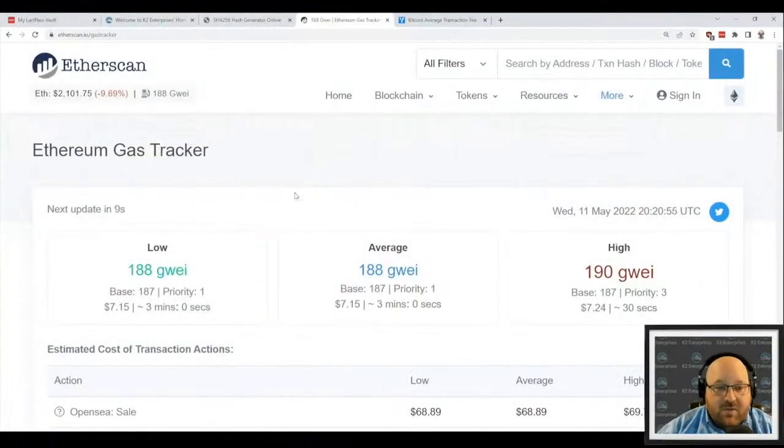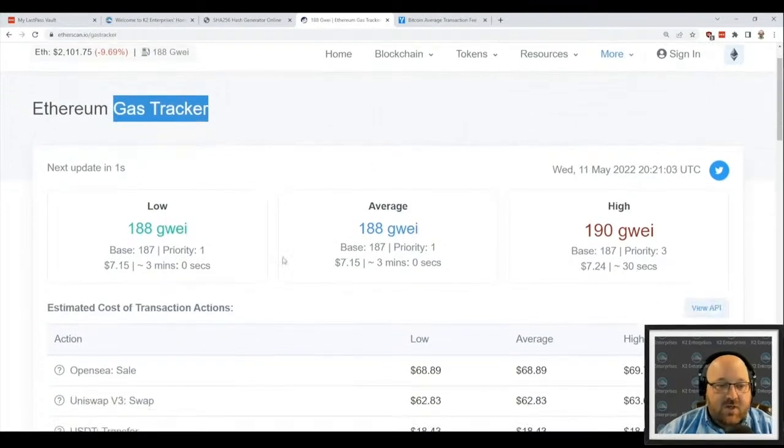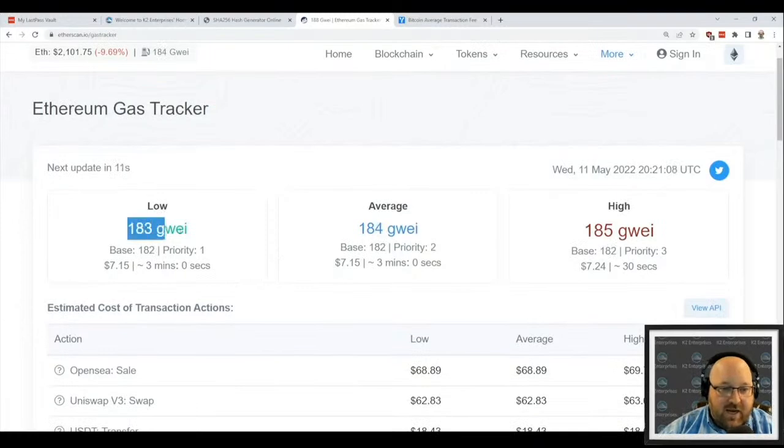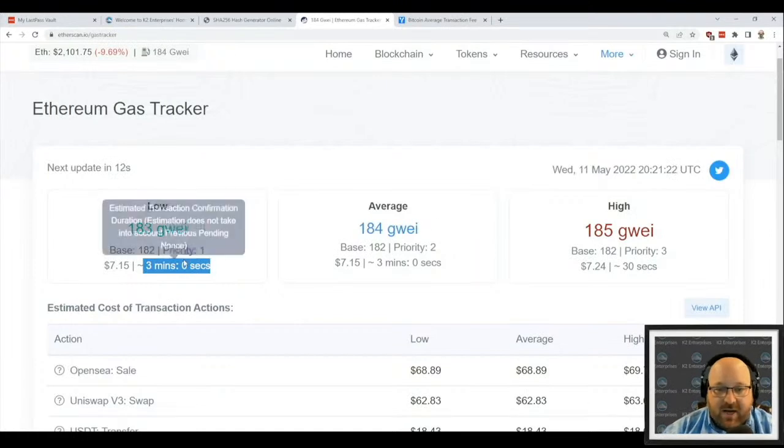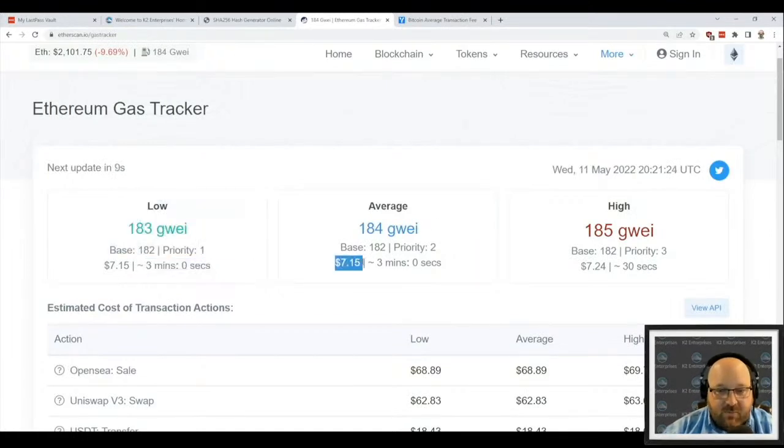So we're here on Etherscan again, and we're looking specifically at their gas tracker. Gas is how you process a transaction inside the system. If you wanted to pay a little, the low fee at the moment is 183 gwei. That's roughly $7.15. If you did so, your transaction would process in 3 minutes. This is moderate at the moment. You can see here there's not a very big difference between the low and the average. Most people are paying 180, somewhere around there, so $7.15 per transaction.